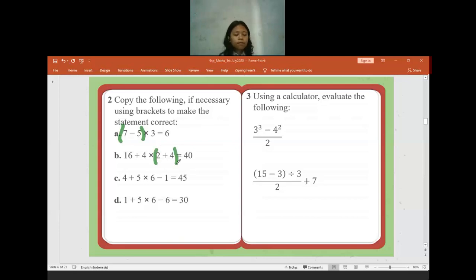Anyone? What about question C? 4 plus 5 and 6 minus 1. Okay, good job. For question 2D, how many will it be? 1 plus 5. Okay. Is there anyone confused? No, teacher. Okay, if no one is confused, let's continue to question 3. How many will it be for question 3? 3A.